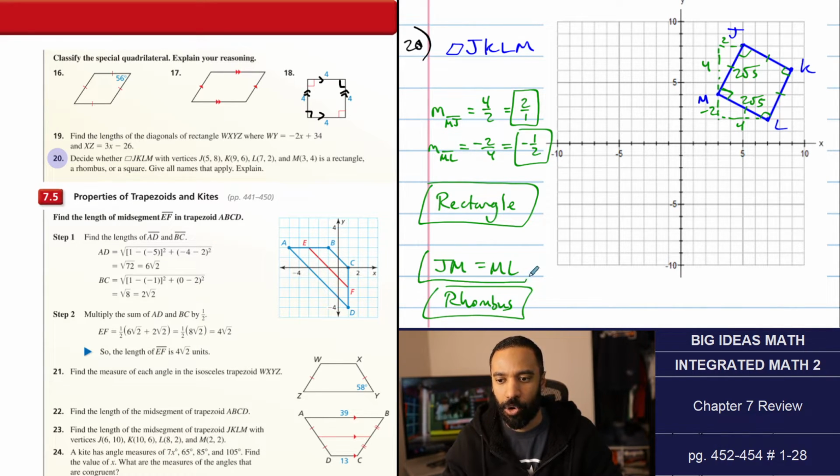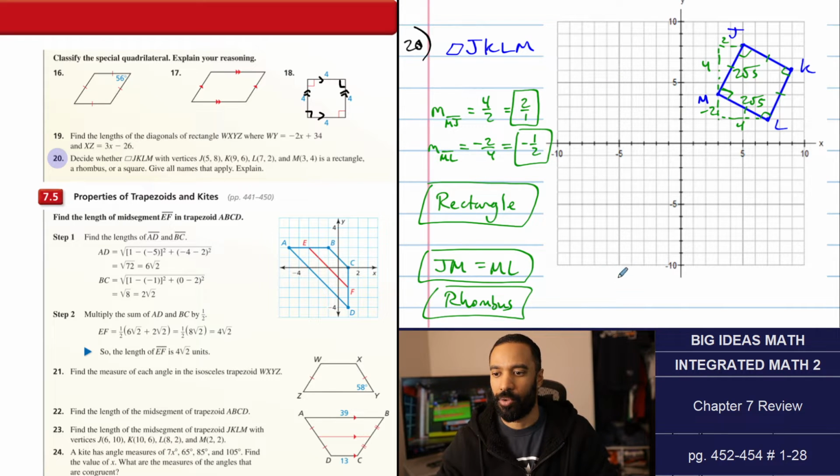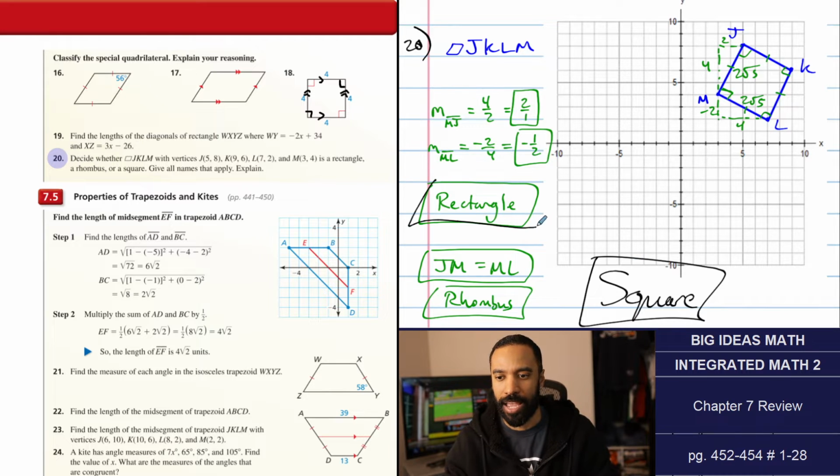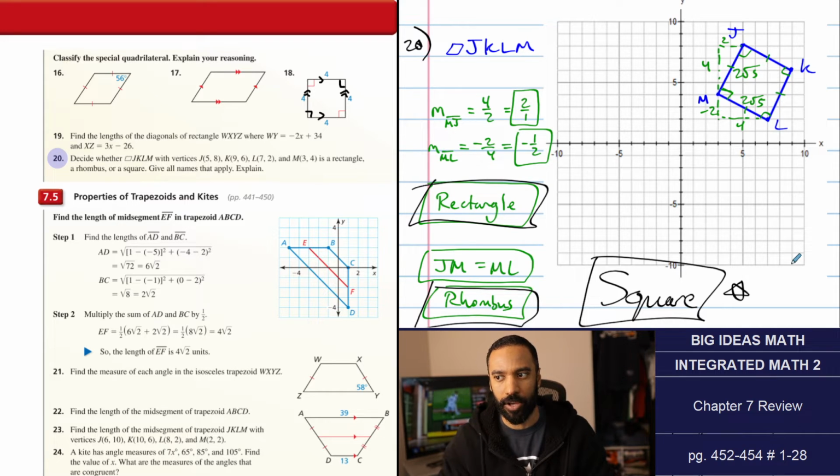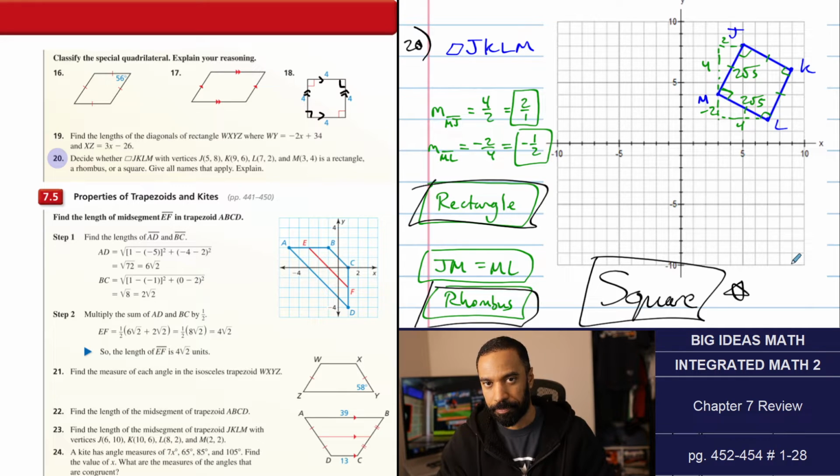Now, a rectangle rhombus is also known as a square. A square, all congruent sides, all right angles. So these are the three known shapes that we're going to call it. The big daddy, the most specific classification we can call it is a square. And it looks like a square. But I only needed to do one test for that.